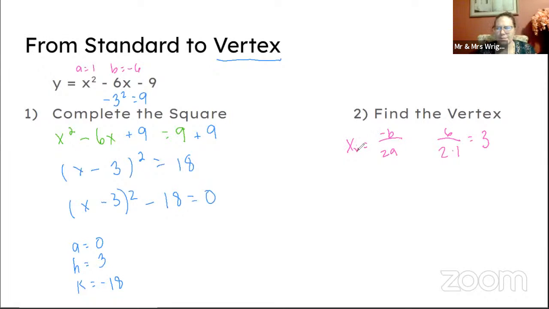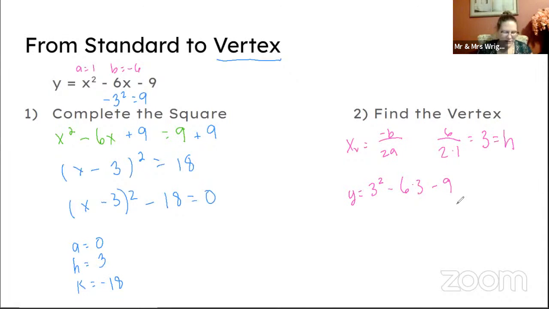Excuse me, if the x of our vertex is 3, that means 3 is our h. And how did we find out what the y of our vertex is? Well, we just plugged this 3 right back into the equation and solved for y. So y equals 3 squared minus 6 times 3 minus 9.